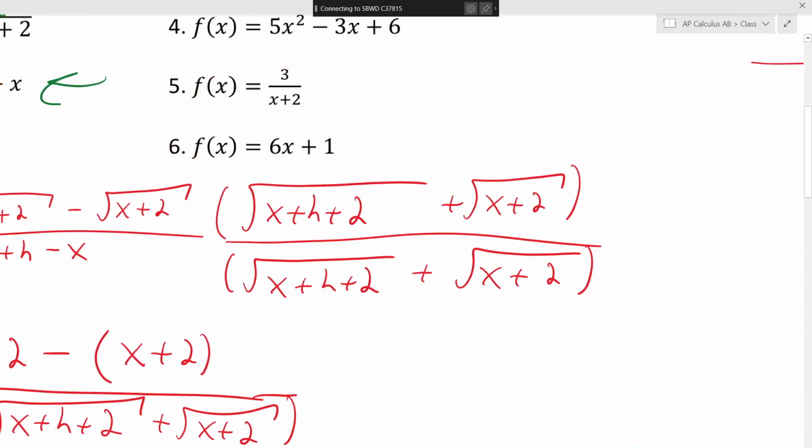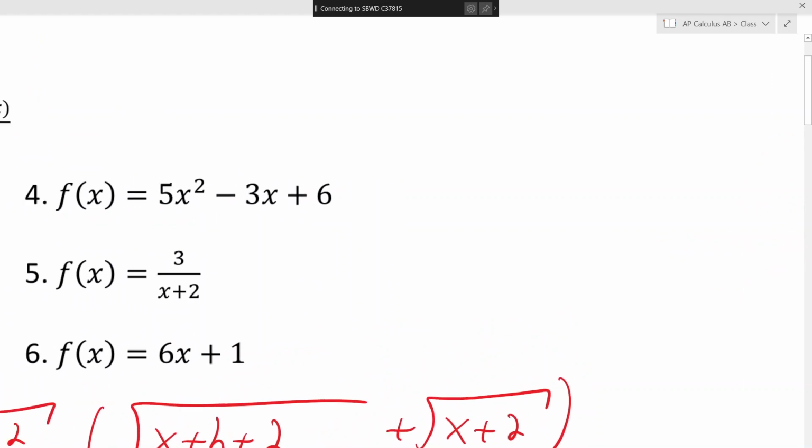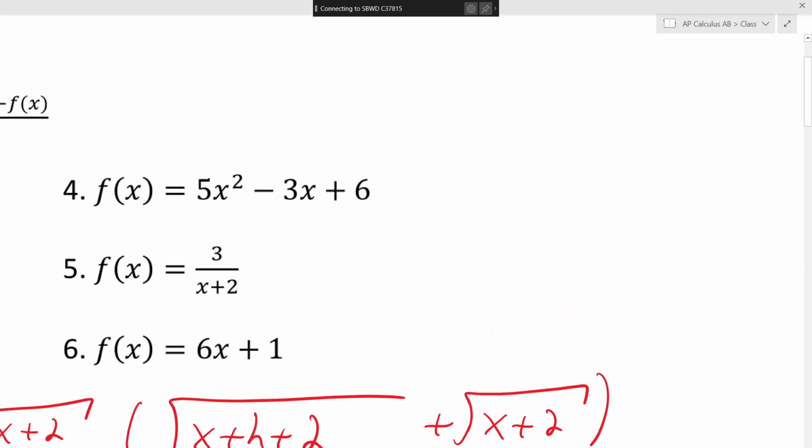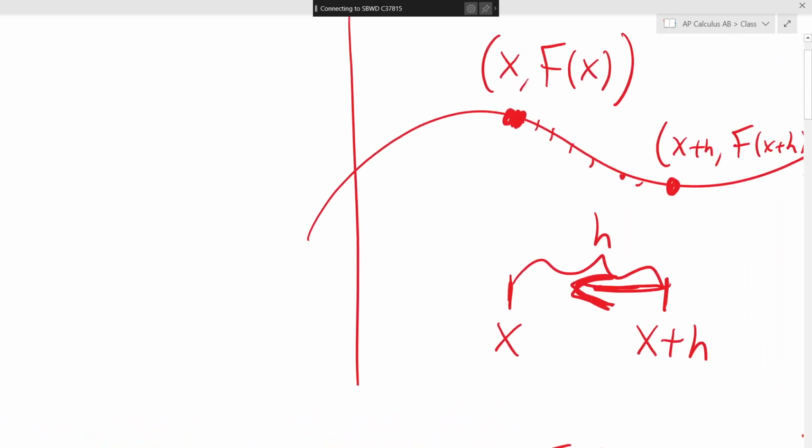All right, now look. Remember, we're finding the formula for the slope, okay? I'm going to run through 4 and 5 relatively quickly here. If you have questions, let me know. But they're very, very similar to what we've already done. All right? So 4 is 5x squared minus 3x plus 6. Let's come down here.